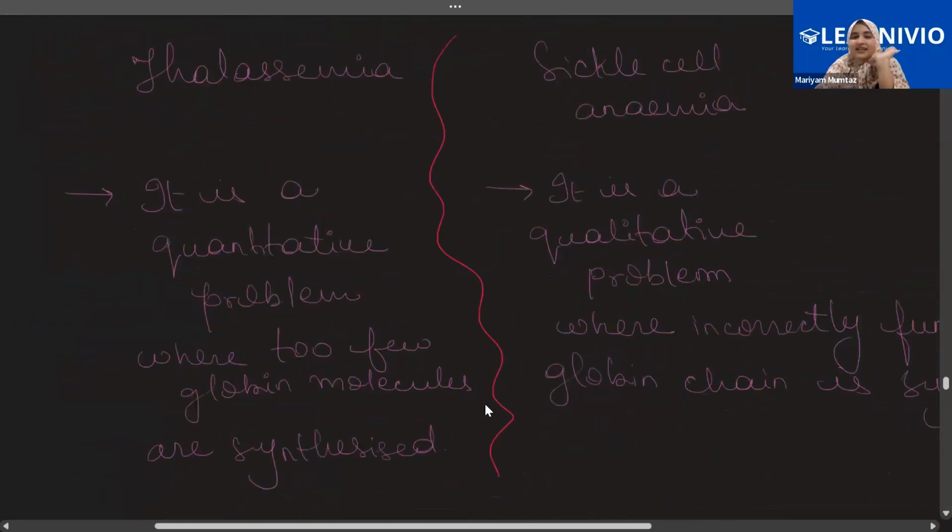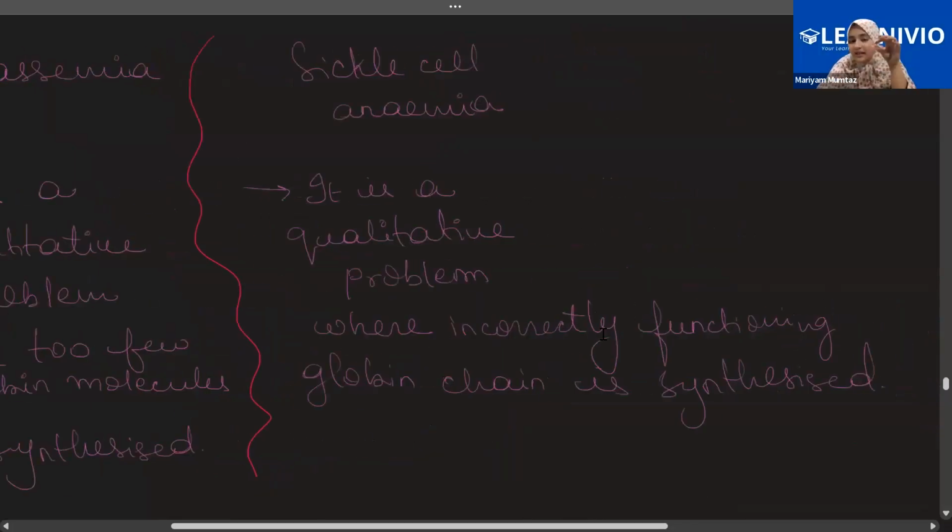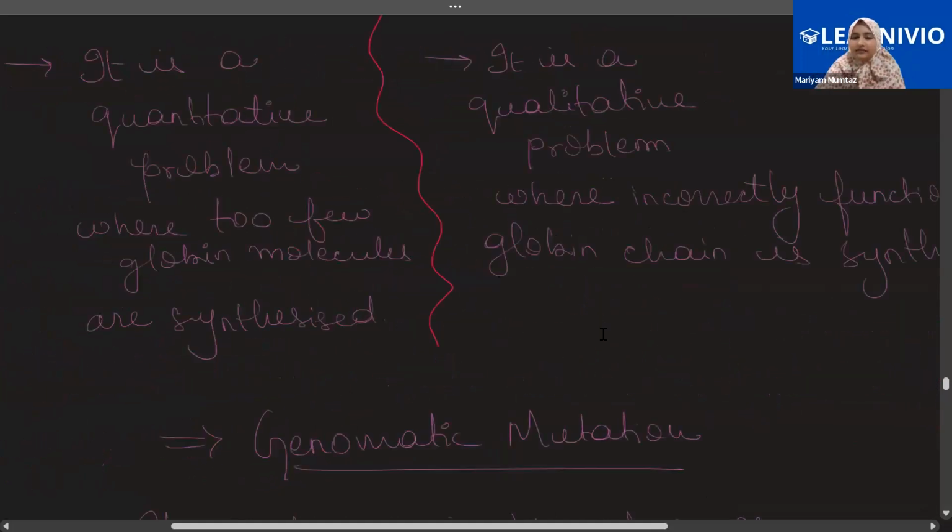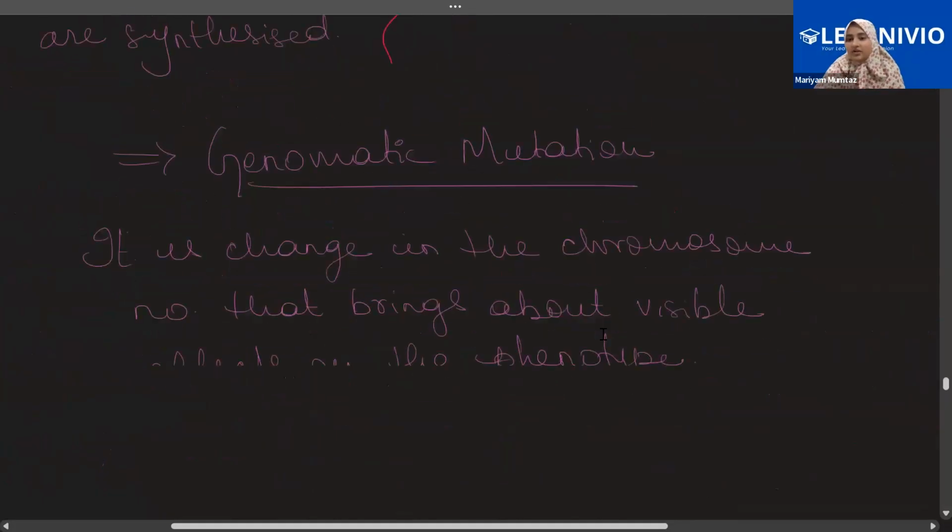Now, thalassemia is a quantitative problem. Quantitative means less amount, right? Quantity is less, like the quantity of hemoglobin is less. Whereas sickle cell anemia is a qualitative problem. The quality is bad. This is also different. Any doubts in Mendelian disorders?